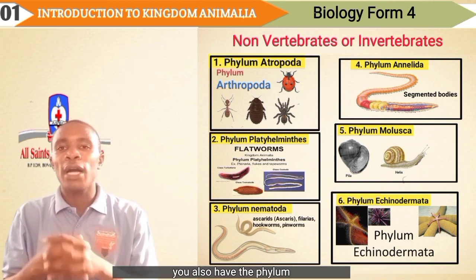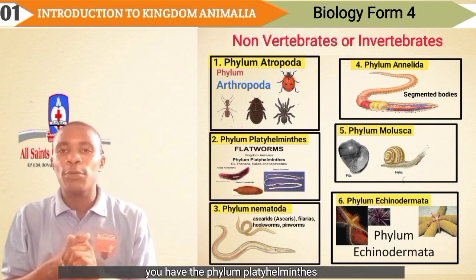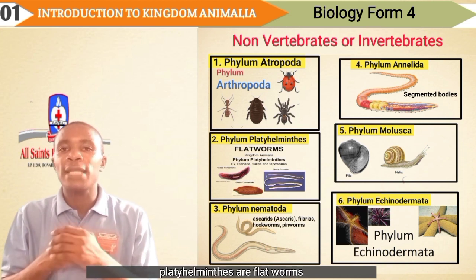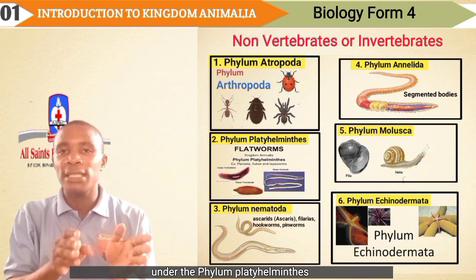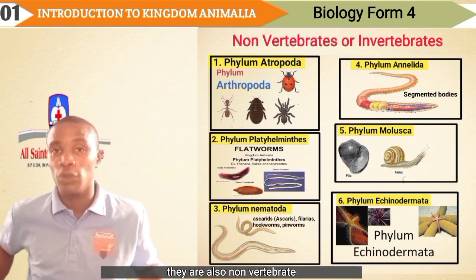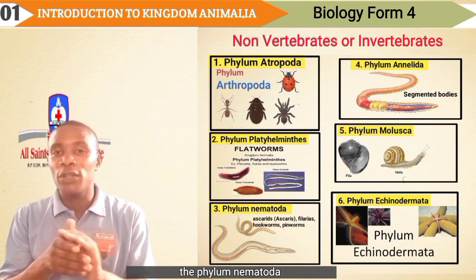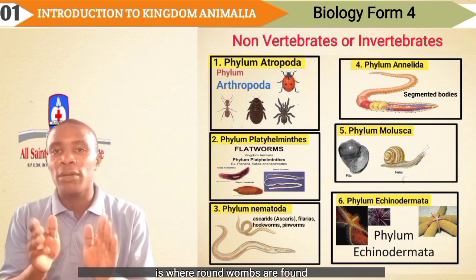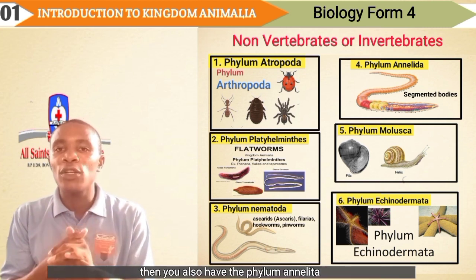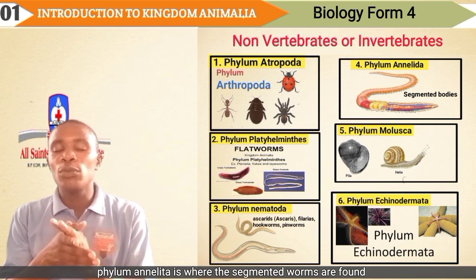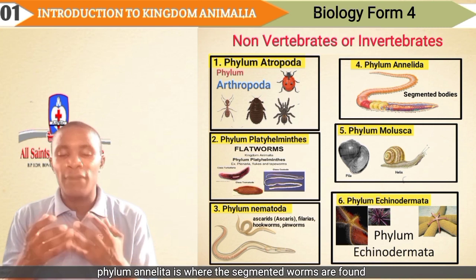So you also have the phylum Platyhelminthes. Platyhelminthes are flatworms. So all flatworms are grouped under the phylum Platyhelminthes. They are also non-vertebrates. You also have the phylum Nematoda, where roundworms are found. Then you also have the phylum Annelida, where the segmented worms are found.